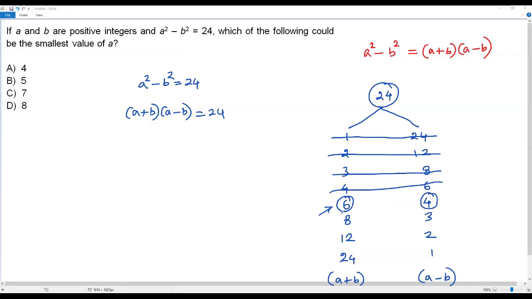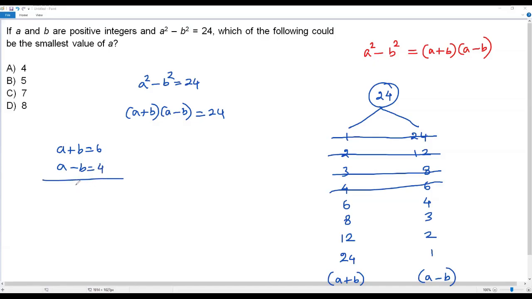So the value of A plus B, the 6 is greater than 4. So we can consider this particular pair of factors. So that is 6, 4. So we can take A plus B equals 6, and the value of A minus B is 4. Let me write it over here.